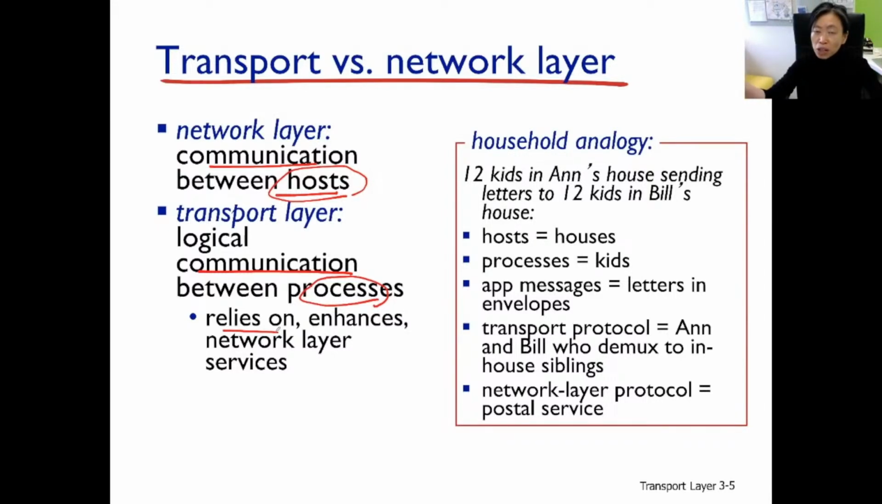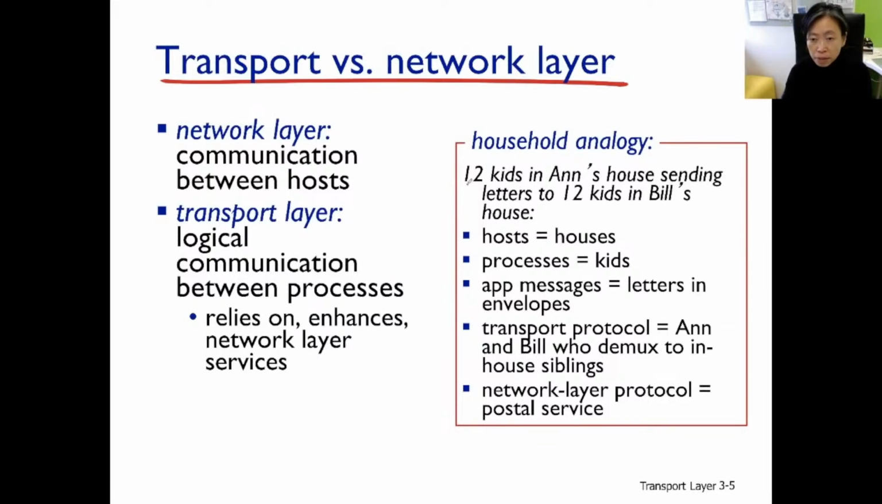So the logical connection between the sending transport layer and the receiving transport layer is kind of abstract. That's why I keep saying it's a logical communication, because the network layer is going to handle and find a clear path between the two of them. All right. Now, let me use an analogy to make the distinction between a transport layer service and a network layer service more clear.